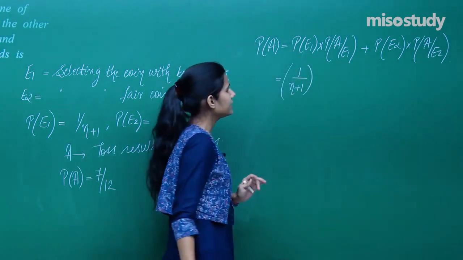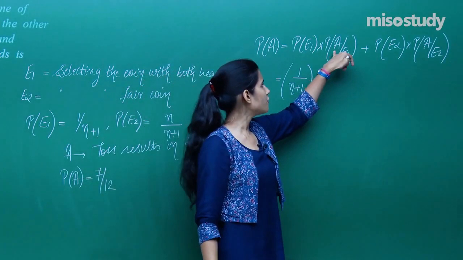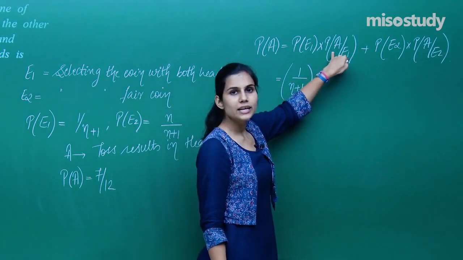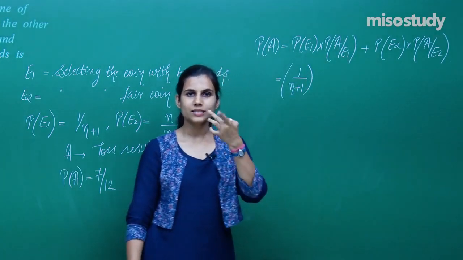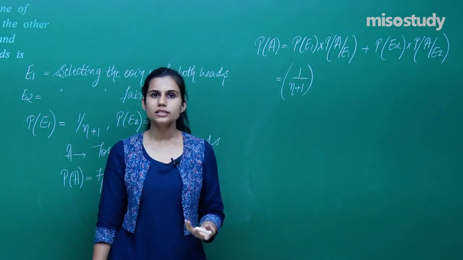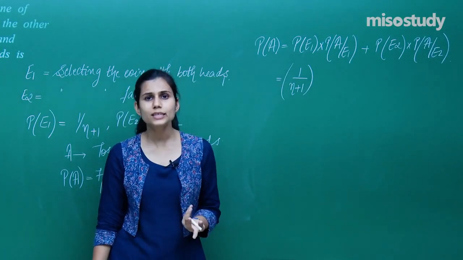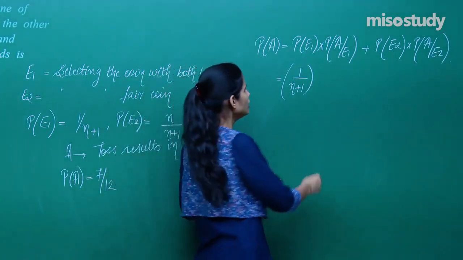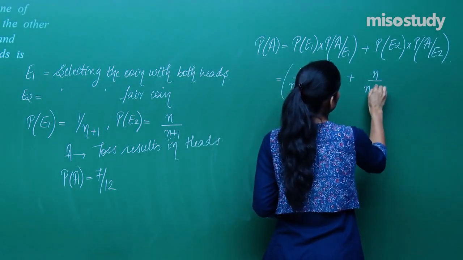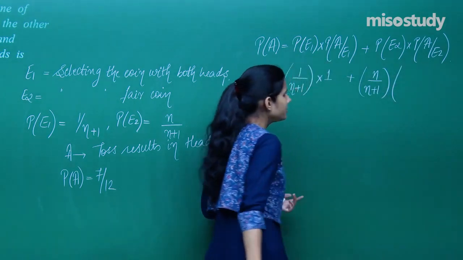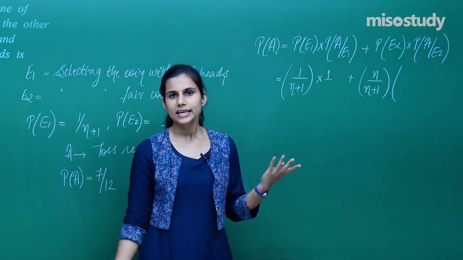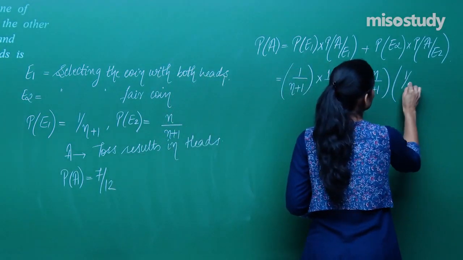What is the probability of happening of event A when E1 has already taken place, means what is the probability that you are going to get a head when you toss the coin which has both sides heads written? There is only one such coin, right? When you are going to toss it, there is only one possibility, head is only going to come because both the sides have heads. So this probability is 1. Probability of E2 we just found, it was n upon n plus 1. What is the probability of getting heads when you are tossing a fair coin? When you are tossing a fair coin, probability of getting heads is 1 by 2. Probability of getting tails is 1 by 2.